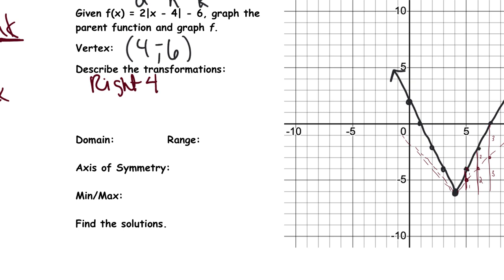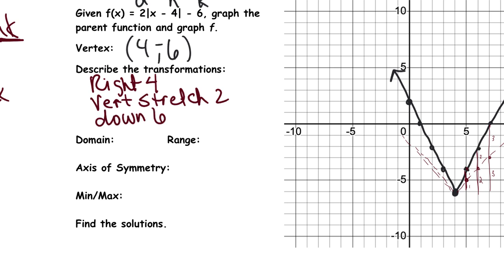Then I'm going to work my way out. So I always start on the inside and I work my way out. Now I'm going to my multiplier, A. What did A do? Was it horizontal or vertical? It was a vertical. Was it a stretch or compression? By what value? Perfect. And then the last thing that happened is the K value. What did that do to my graph? Move it down. Good.